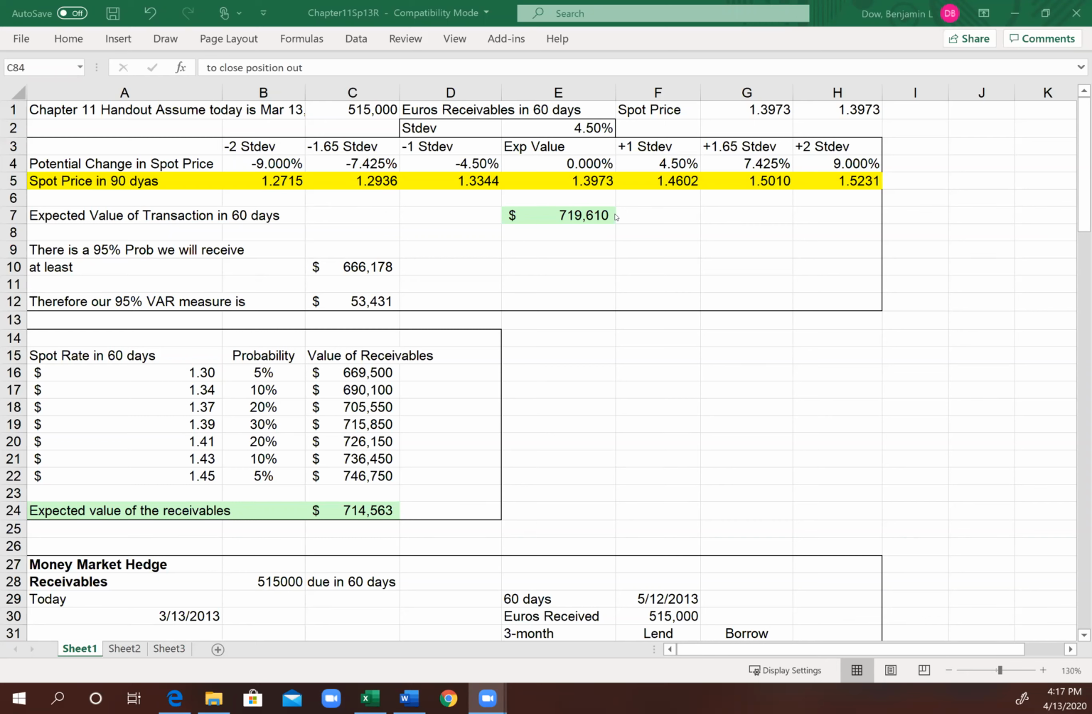If we go out 1.65 standard deviations away from the mean, 1.65 times 4.5% is negative 7.425%, which means the euro could weaken to 129.36, at which point our receivables will be worth 666,178, and we're back to our old friend value at risk at 53,431. Now remember, this value at risk is just a statistical term.